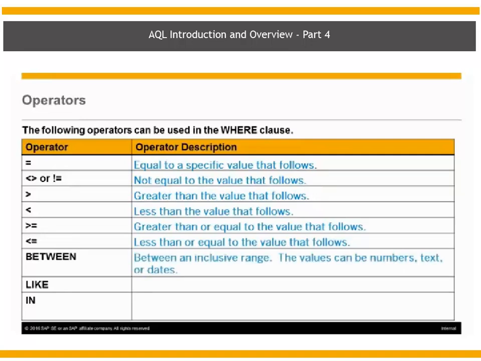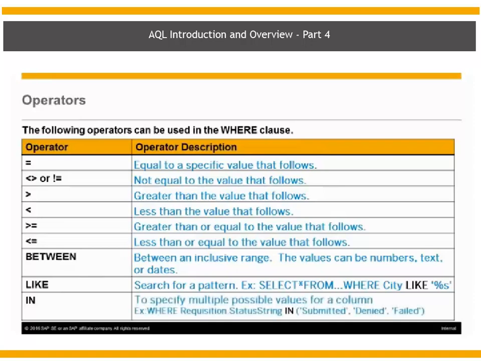between references an inclusive range, such as between 50 and 100. The values can be numbers, text, or dates. Like searches for a pattern. For example, where city like %s will return any city that ends in s. We will discuss the wildcard represented by the percentage sign in just a few moments. In is used to specify multiple possible values for a column.